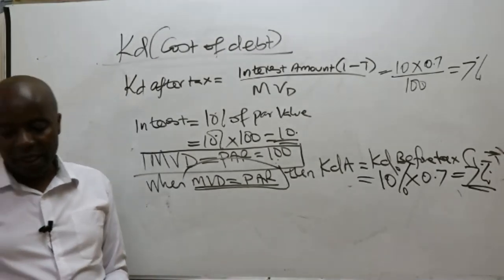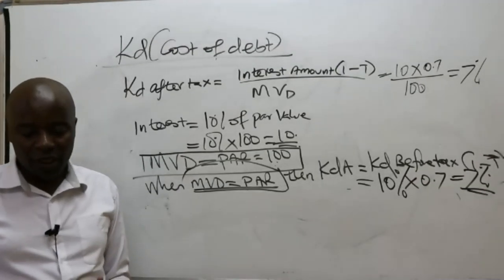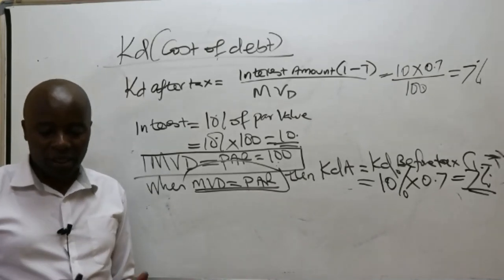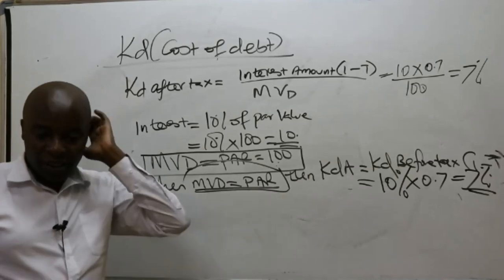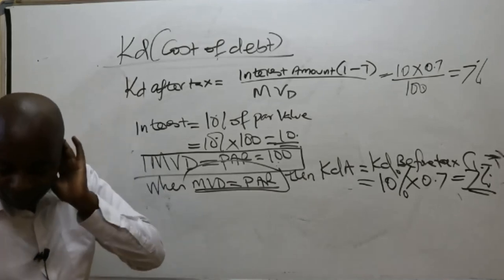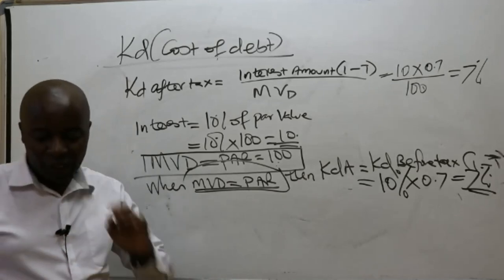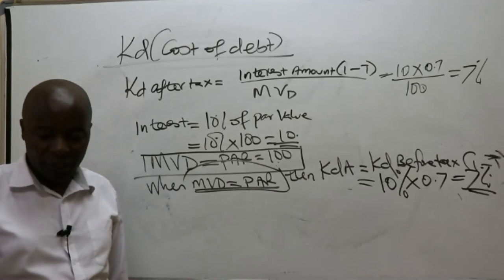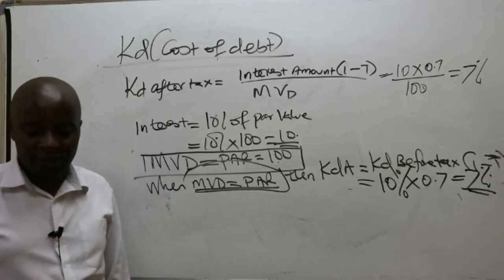I'm waiting. The cost of preference shares: what you do first of all, give us the formula. I'm not seeing anybody who has written the formula down there. Christine, KP equals DOPO times 100.